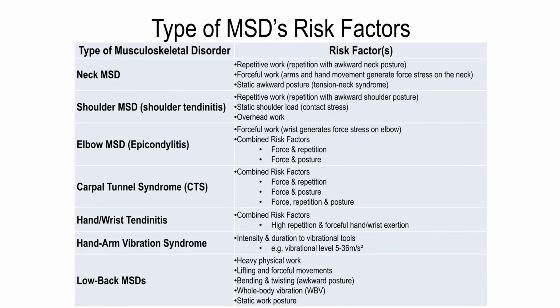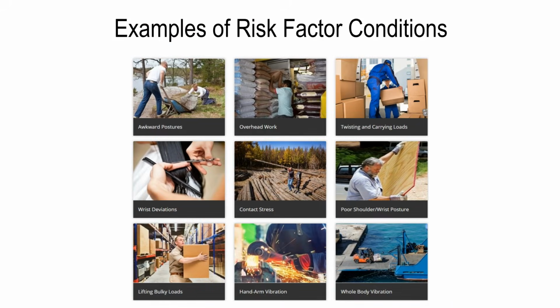This table summarizes the types of musculoskeletal disorders and their associated risk factors, including neck, shoulder, elbow, carpal tunnel syndrome, hand or wrist tendinitis, hand-arm vibration syndrome, and low back MSDs. Examples of risk factor conditions include awkward postures, overhead work, twisting and carrying loads, wrist deviations, contact stress, poor shoulder or wrist posture, lifting bulky loads, hand-arm vibration, and whole body vibration.